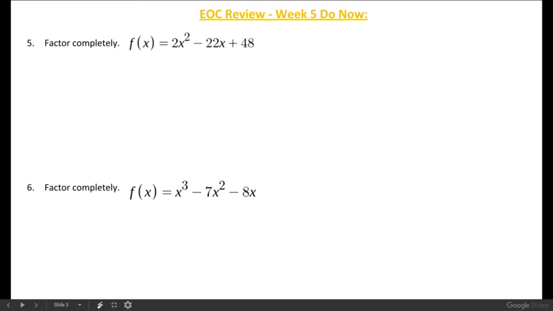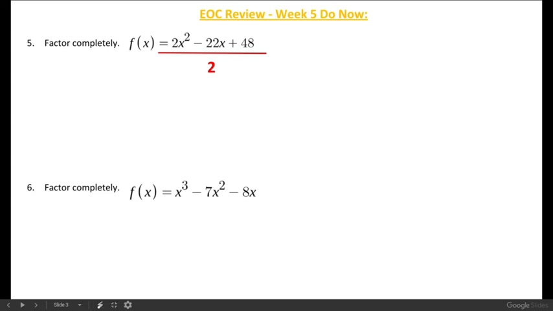So when you have to factor a quadratic and the numbers are pretty large, I always asked you to look at them and see if you can divide all of them by a specific number first to then make them all smaller so that they're easier to work with. So when we look at this function, we have 2x squared minus 22x plus 48. So all of these numbers can be divided by 2. So I'm going to divide this entire function by 2 right off the bat to make them all smaller.